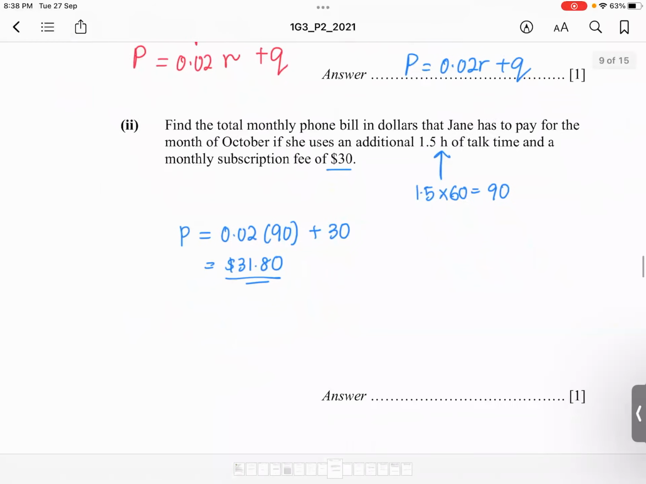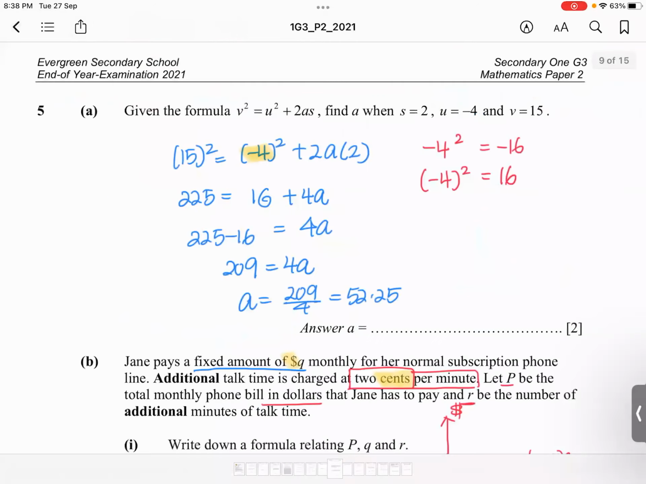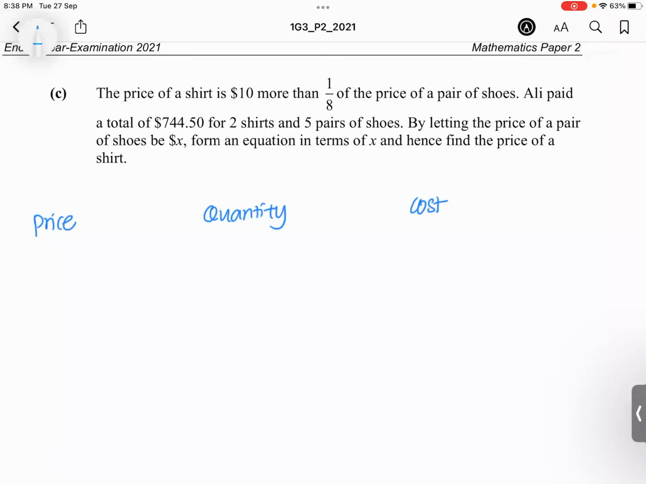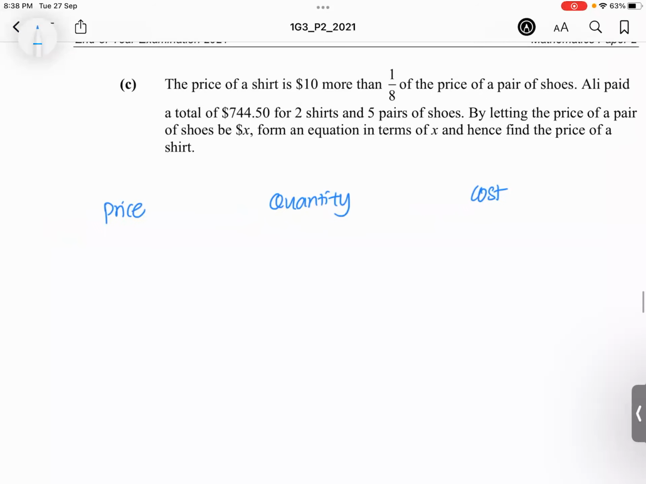Okay, next question. This question over here is talking about algebra, forming an equation, but it comes in terms of price, quantity, and cost. The price of a t-shirt, so I need to have a shirt. The price of the shirt is $10.